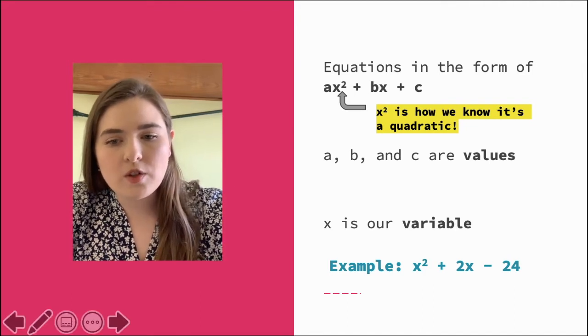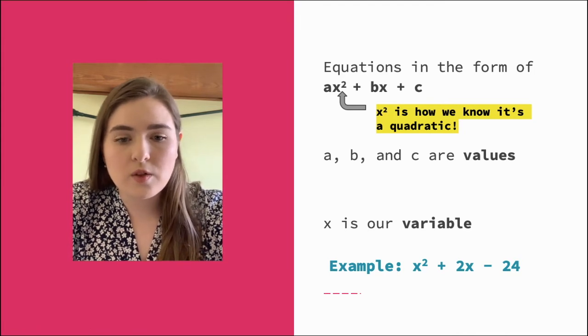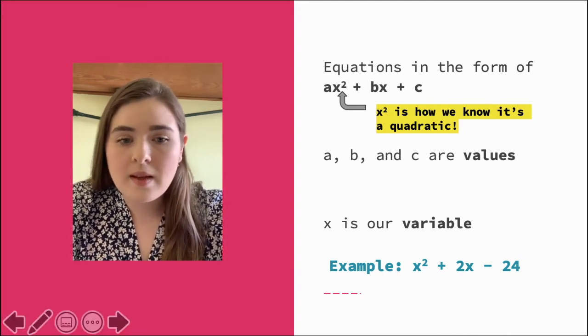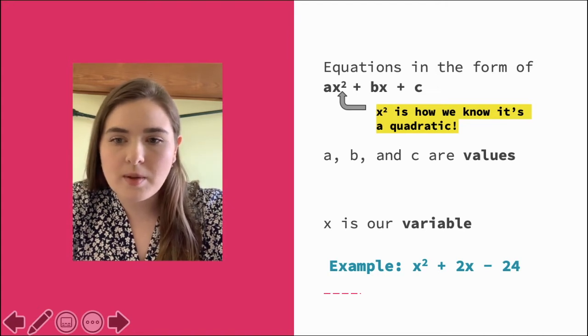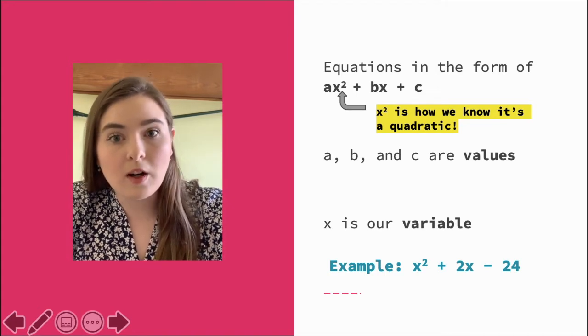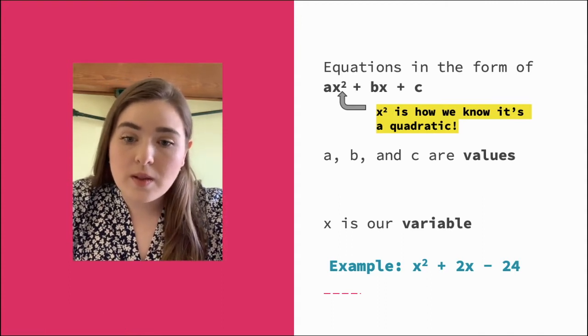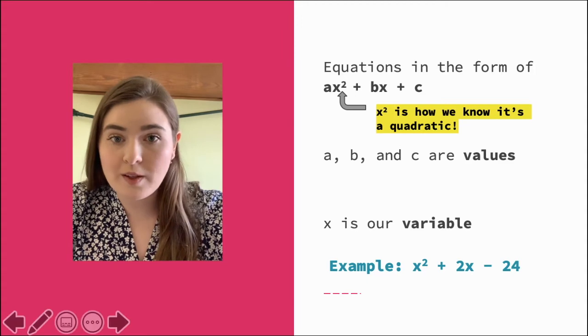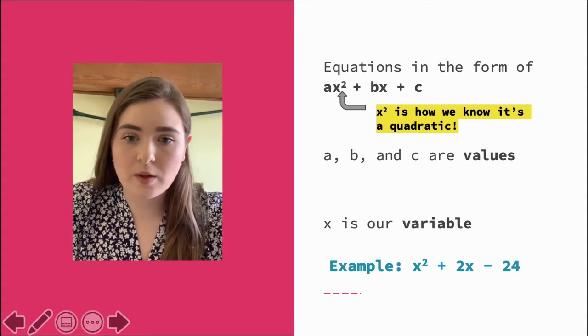So turning back to our example here in blue, I can see that the highest power is x squared, so I know that I'm dealing with a quadratic. And I can also see that our answer takes the form ax squared plus bx plus c. In our case, a is 1, b is positive 2, and c is negative 24. When we multiplied the binomials together, we created a quadratic equation.